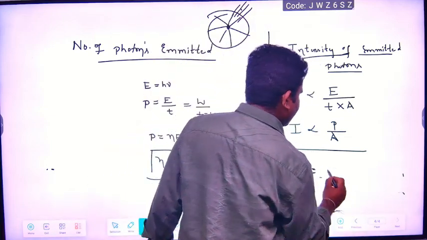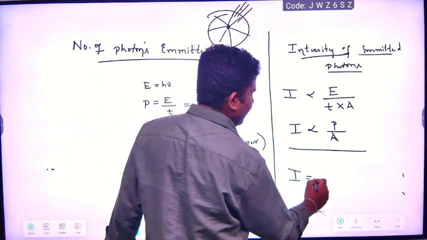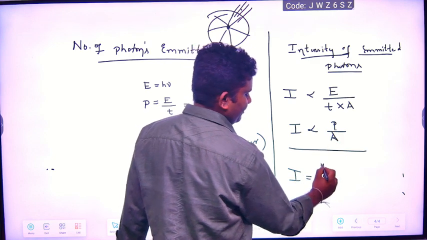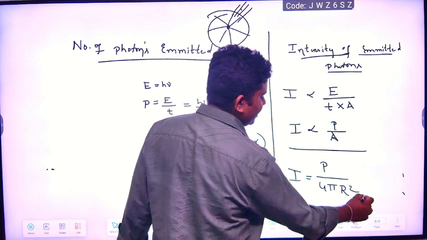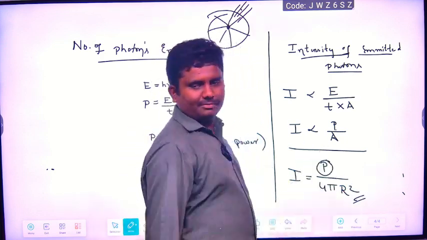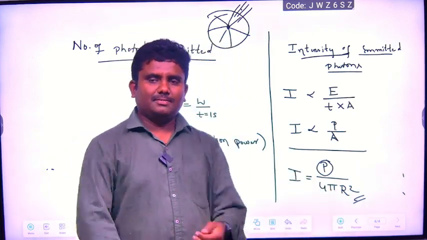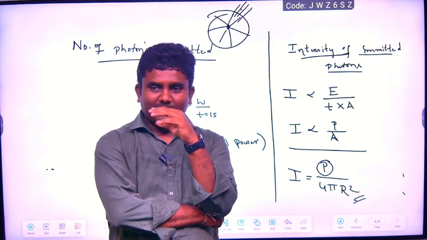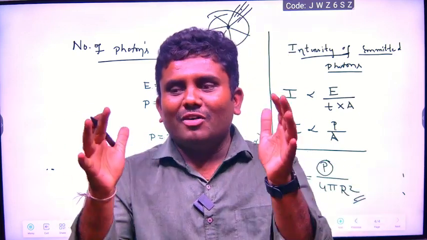One minute. You see here? Intensity is equal to power divided by area. Power is P. Area of the surface is 4 pi R square. That is the intensity. Why have they taken the surface area of a sphere? Because light is a spherical surface. Light always comes in a spherical form.